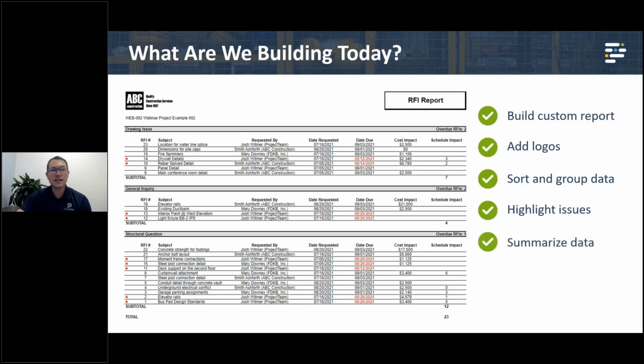We're going to summarize our data. So at the bottom of each one of these groups, you can see the total or the subtotal of each of those data points. Also, at the top of the screen, you can see another summary that's telling me within my drawing issues, let's say, I have 2 overdue RFIs. Within the last category, the structural questions, I've got 5 overdue RFIs. We'll talk about how to do that.